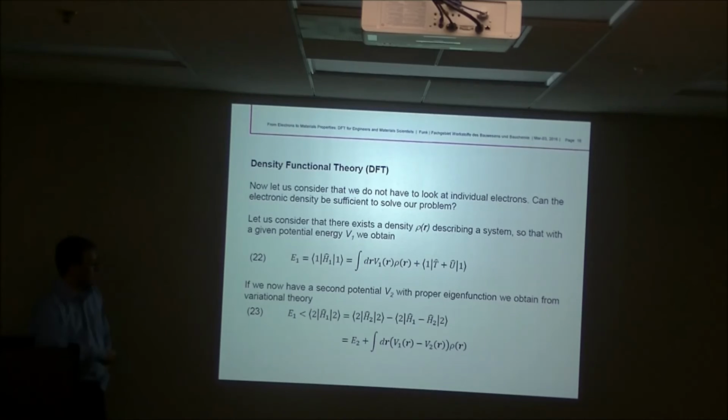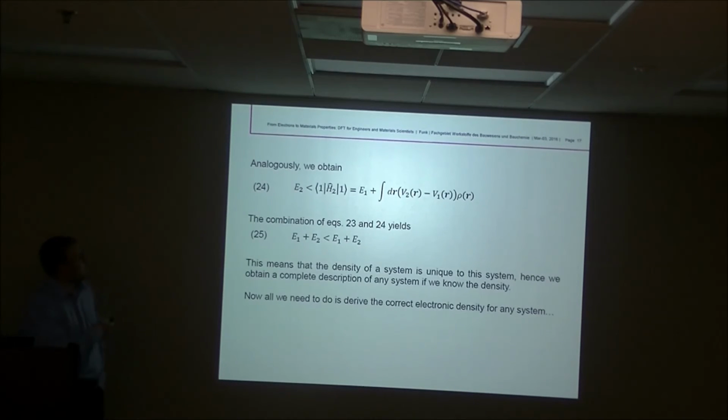Now let's look at this from the other side. We have V2, which forms a Hamiltonian H2, and we get an energy E2 of this. It's just the same as this, and the other way around. Now we combine both equations and we obtain that E1 plus E2 must be lower than E1 plus E2, which is obviously not the case.